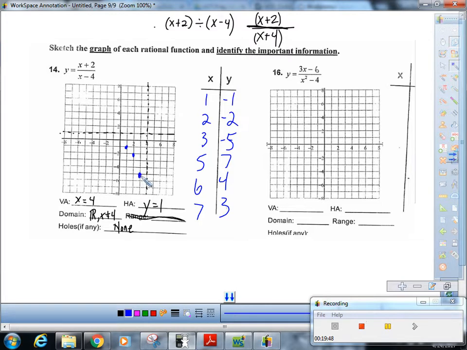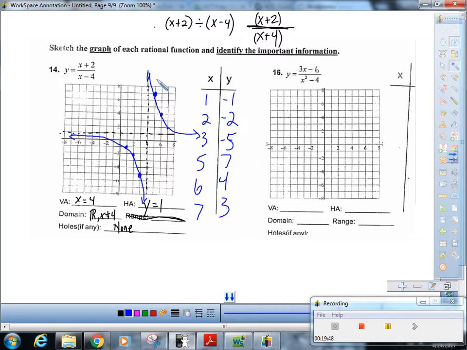Now that I have 3 and I have my asymptotes, Alex, I kind of have an idea of what that path is going to look like. That's why I go to 3. 5, 7, 6, 4, 7, 3, asymptotes. Okay, and we got one more to do together.